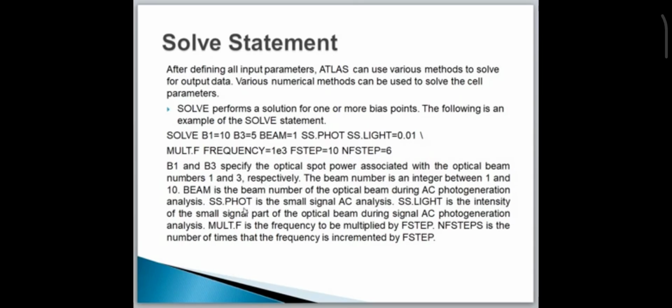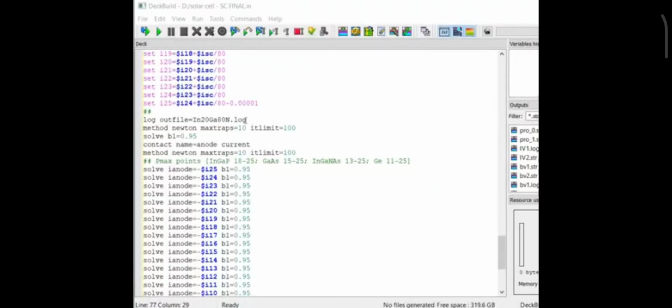Beam is the beam number of the optical beam during AC photogeneration analysis. SS.photo is the small signal AC analysis. SS.light is the intensity of the small signal part of the optical beam during small signal AC photogeneration analysis. Mult.f is the frequency to be multiplied by f.step. Nf.steps is the number of times that the frequency is incremented by f.step. I have saved using the log statement.